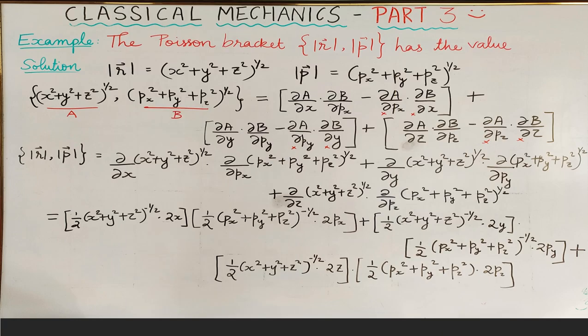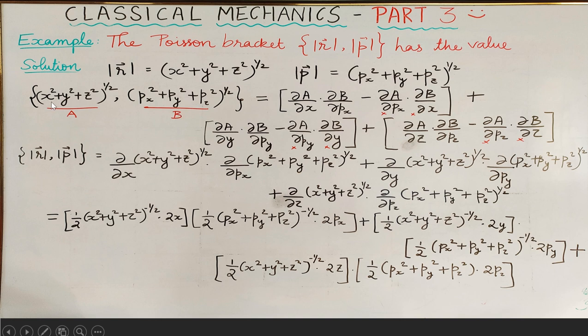So our problem says to find the Poisson bracket of mod of r and mod of p. So the mod of r is, we know how to write mod of r. It is root over x squared plus y squared plus z squared. And mod of p is root over px squared plus py squared plus pz squared. So I'm just substituting instead of mod of r as this and mod of p as this. And I assume this term to be a and this term to be b.